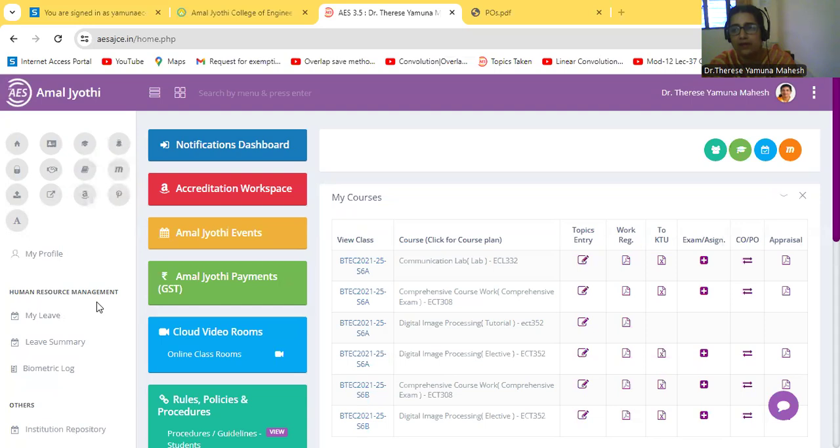There are three outcomes that are important in the perspective of NBA accreditation. First one is the course outcome. Second one is the program outcome. Third one is the program specific outcome. So let us see how to get the calculated attainments of these outcomes from AES.